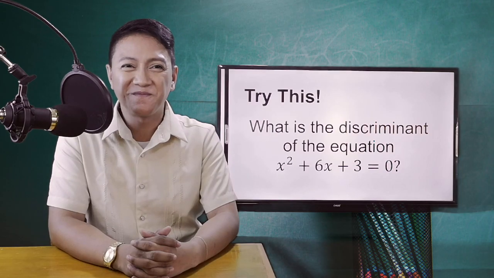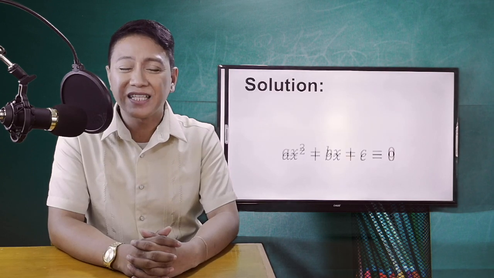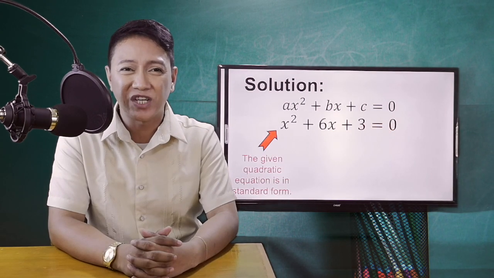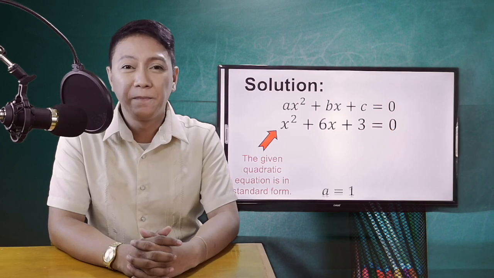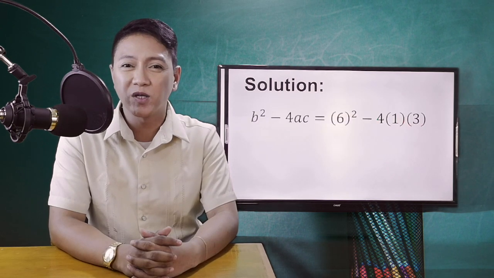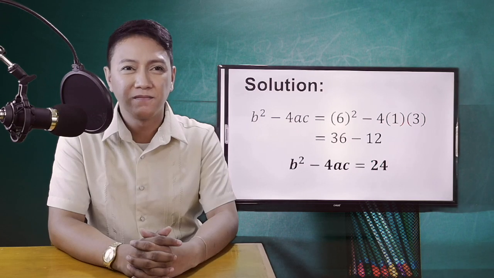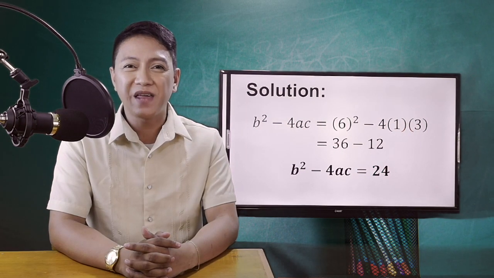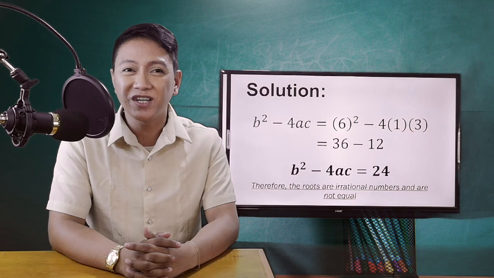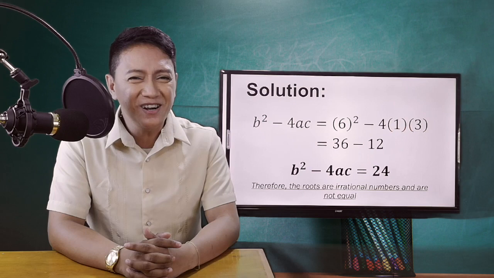Okay, time is up. Let us see if we got this correct. The equation is already in its standard form. Therefore, we can easily identify the coefficients as A is 1, B is 6, and C is 3. Evaluating b squared minus 4ac, you will arrive at the discriminant of 24. And since 24 is greater than 0 but not a perfect square, then the roots are irrational numbers and are not equal.